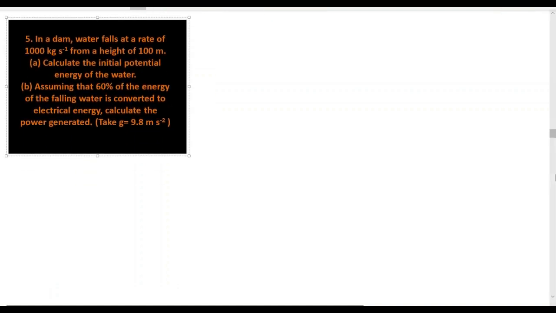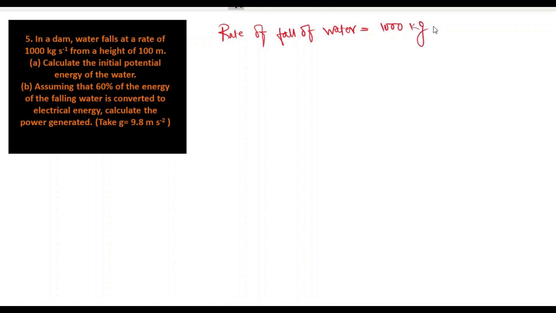In a dam, water falls at a rate of 1000 kg per second from a height of 100 meter. So the rate of fall of water is equal to 1000 kg per second. एक सेकेंड में 1000 kg पानी नीचे गिर रहा है. हाइट कितनी है? 100 मीटर. g की वैल्यू भी दी है 9.8 मीटर पर सेकेंड स्क्वायर. ठीक है. Calculate the initial potential energy of the water.